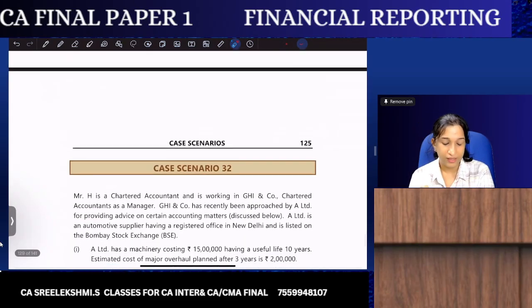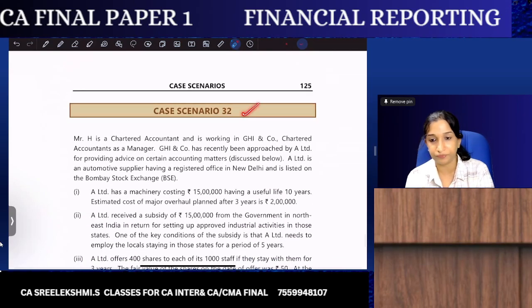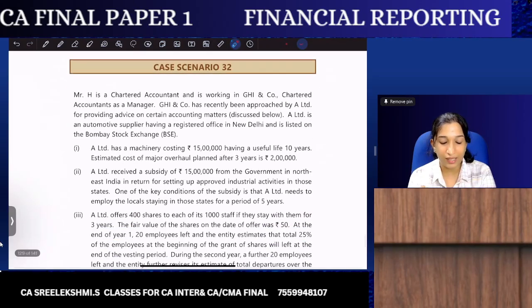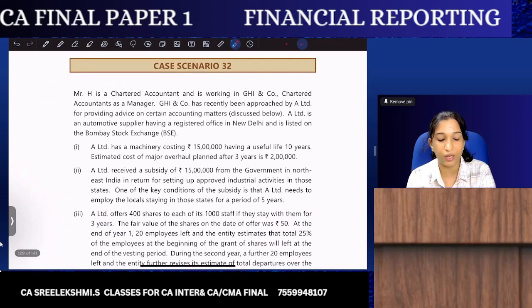Okay, fine. Now case scenario number 32. Mr. H is a chartered accountant and is working in GHI and Company Chartered Accountants as a manager. GHI and Company has recently been approached by A Limited for providing advice on certain accounting matters. A Limited is an automotive supplier having registered office in New Delhi and is listed on Bombay Stock Exchange.